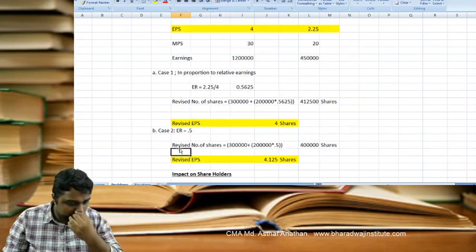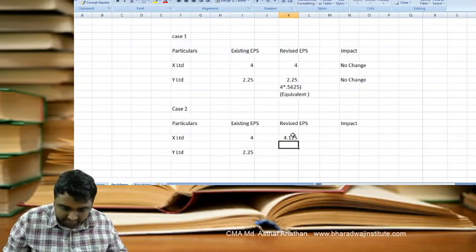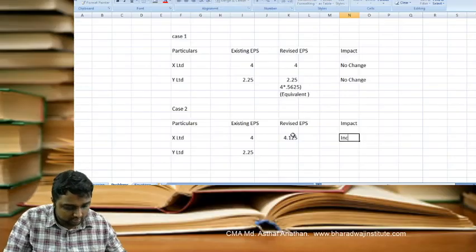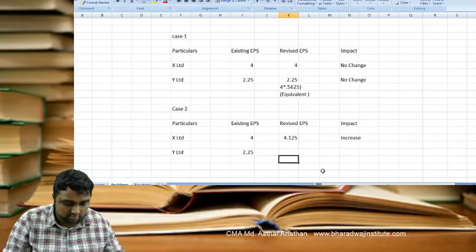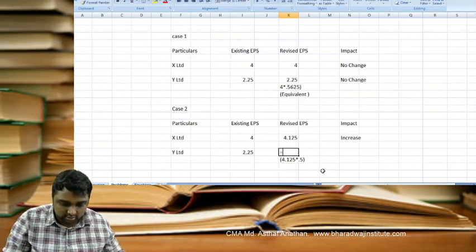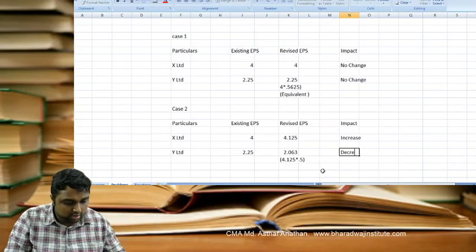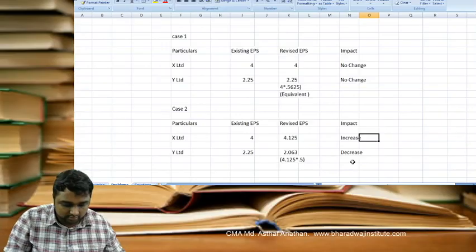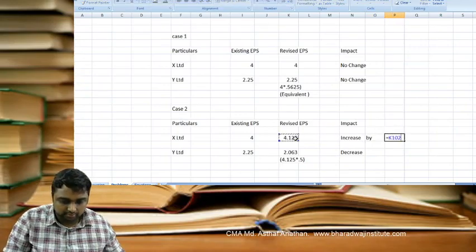Okay. So what is the revised? Here you are getting 4.125. Here it is an increase. That means X Limited is increasing. Now going to Y Limited. See, 4.125 you are getting, but the exchange ratio is 0.5. That means though you are getting 4.125, your equivalent will be only 2.06. It is a decrease. Here you can show the increase by 0.125.